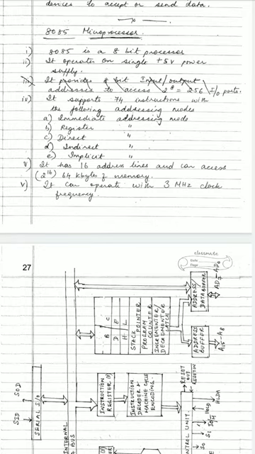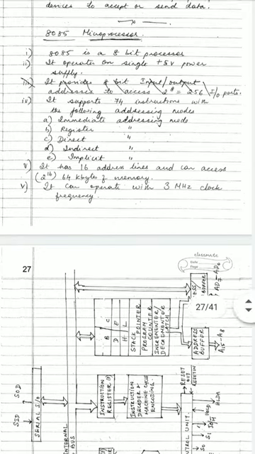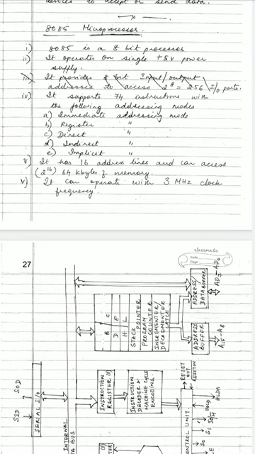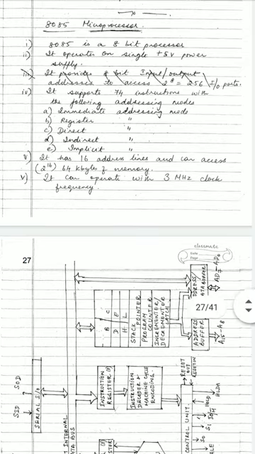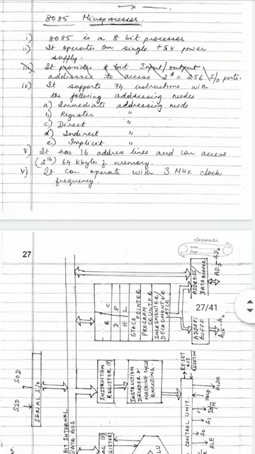It supports 74 instructions with the following addressing modes: immediate addressing, register addressing, direct addressing, indirect addressing, and implicit addressing. About these addressing modes you are going to study in the coming semesters, or otherwise if you want you can search for it and get the data related to these addressing modes. But anyhow, for now, this much about the addressing modes is enough.